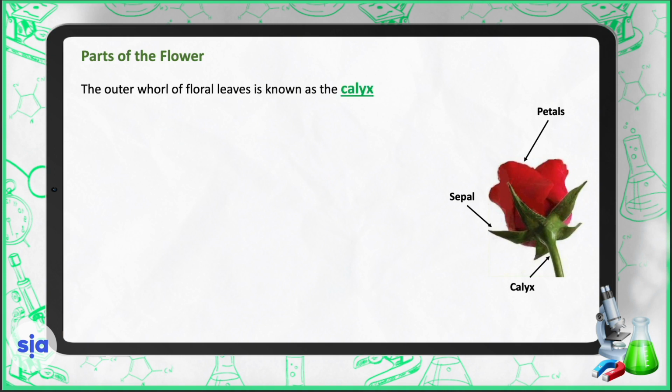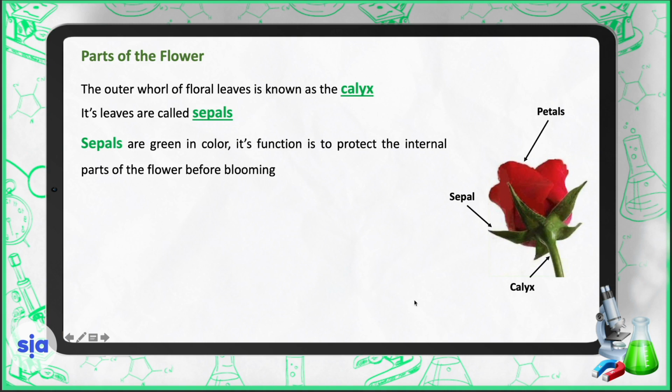Parts of the flower. The outer whorl of floral leaves is known as the calyx. This is the calyx, the green part. Its leaves are called sepals. Sepals are green in color, and its function is to protect the internal parts of the flower before blooming.